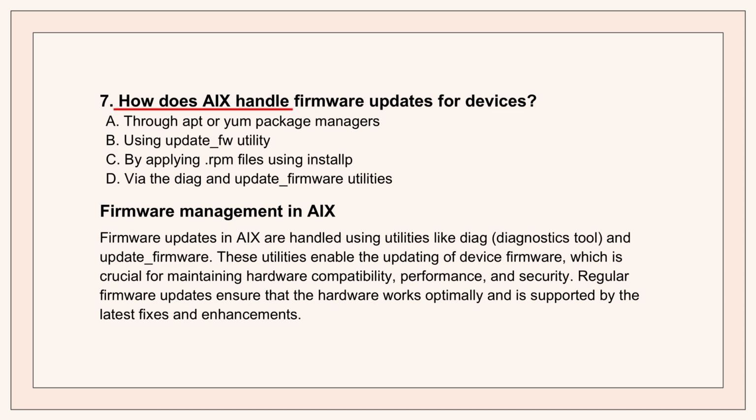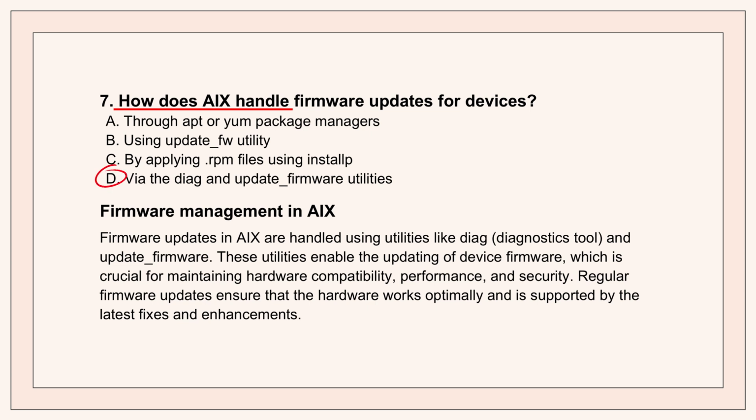So next up, question 7. How does AIX handle firmware updates for devices? Options. A, through apt or yum. B, using the update view utility. C, by applying .rpm files using installp. D, via the diag and update firmware utilities. And the correct one is D, via diag and update firmware.